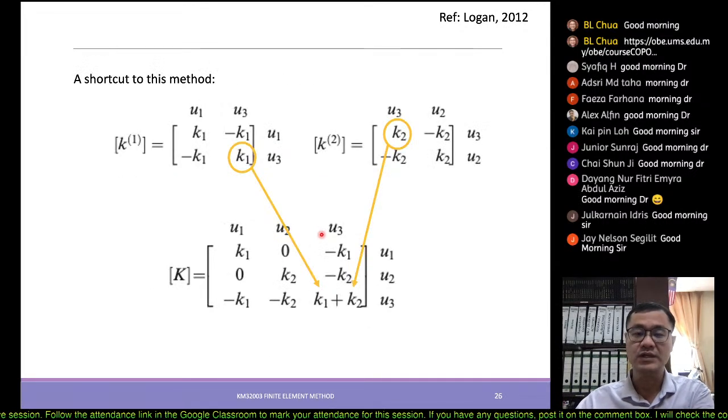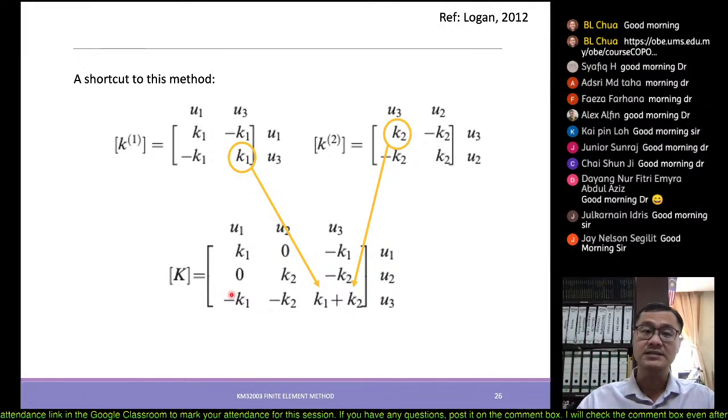So this is how we can use it directly. If we use a shortcut, we can form it directly: at U3, U3, this is K1, and U3, U3, K2, we add them up at the U3, U3 position. Whereas for the rest, since there is no superposition, we just put them at the right positions. U1, U1, we put K1. U1, U3, we put minus K1, and so on.